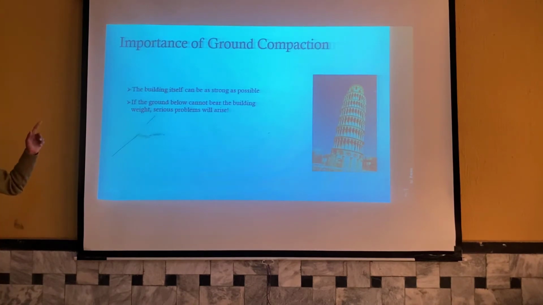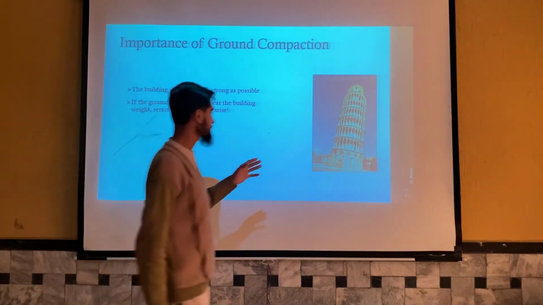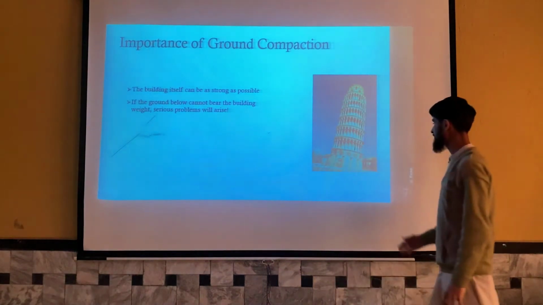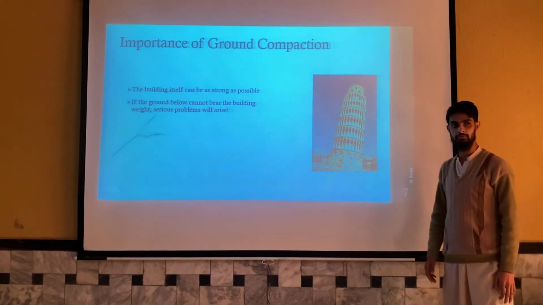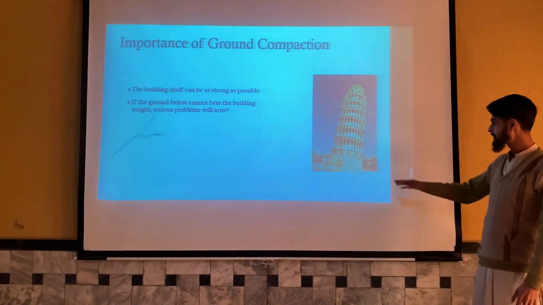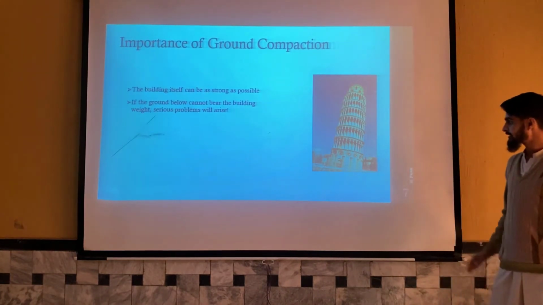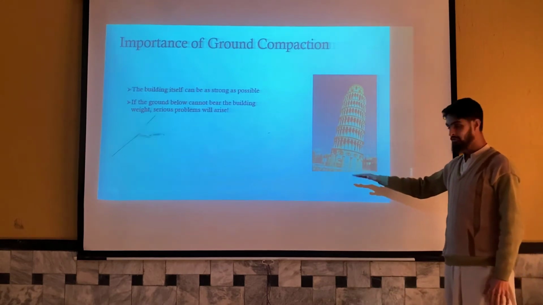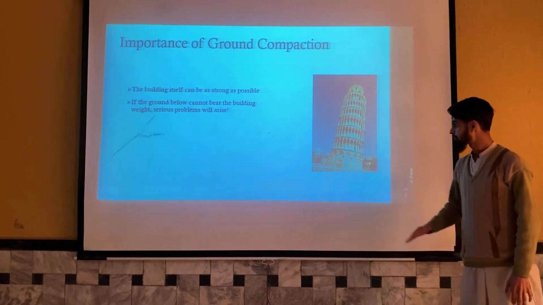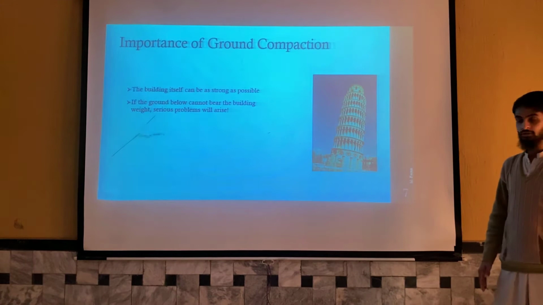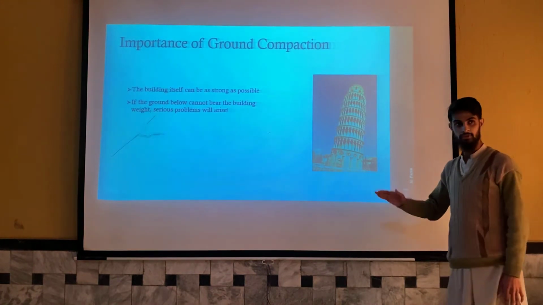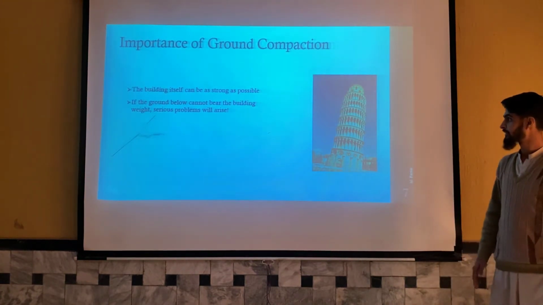So, the importance of ground compaction. Here you can see the Pisa tower that was constructed around 300 to 400 years ago, maybe longer than that. It has leaned to some angle. The main reason is that the soil beneath has settled. So we can assume that the soil was not compressed, or it was not compacted well.